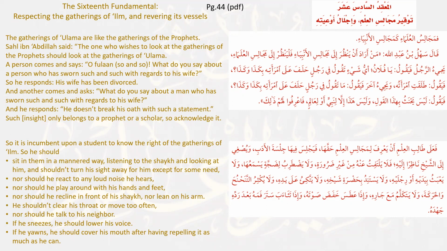He must know the rights of the gathering of ilm. So what should he do? فَيَجْلِسَ فِيهَا جِلْسَةَ الْأَدَبِ. So he should sit in a manner which is the manner of a person with etiquettes. Like jilsa, this is called in الصرف مصدر الهيئة or اسم الهيئة. This is called مصدر الهيئة or اسم الهيئة. It refers to the way a person does something.